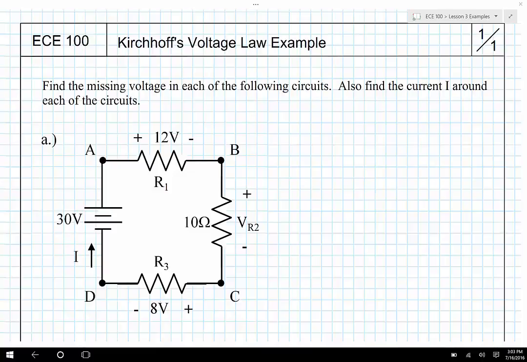Hi, let's look at a couple of examples of Kirchhoff's voltage law. In this first example, you can see that we have a voltage source that's driving 3 resistors, and so we're going to want to go around the perimeter of this circuit.